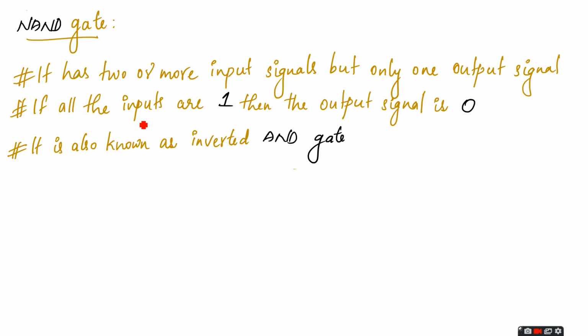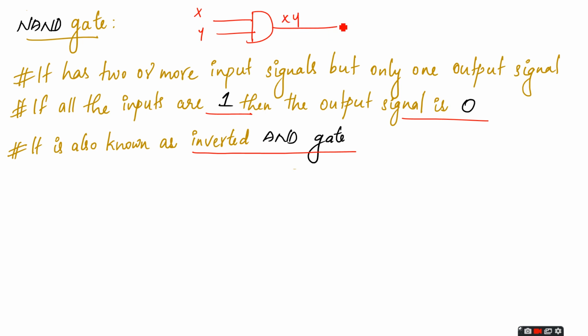In NAND gate, if all the inputs are 1, then the output signal is 0. It is also known as inverted AND gate. That means if we pass two signals, X and Y, through an AND gate, we will get XY. After that, if we pass it through a NOT gate, we will get XY complement. So the operation of NAND gate is this. That means it is an inverted AND gate.